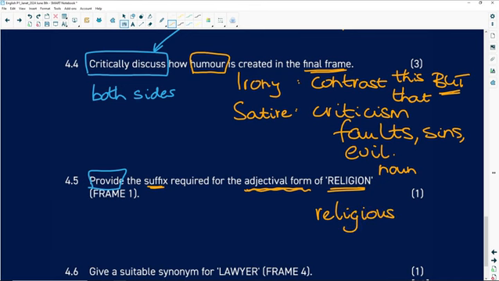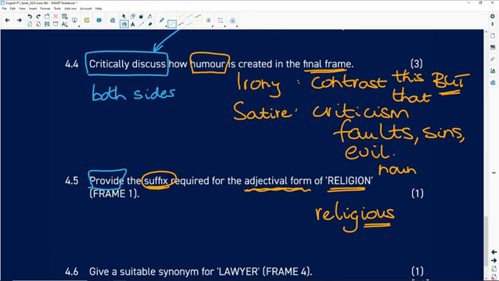And now we want a suffix required for the adjectival form of religion. So what we've got is the IOUS. We've got religious.